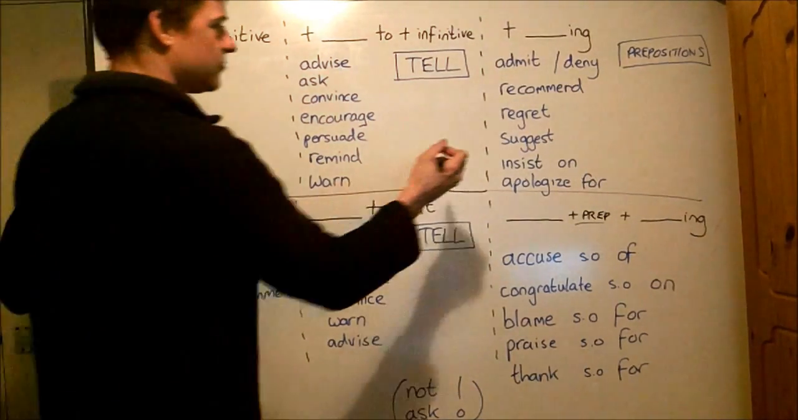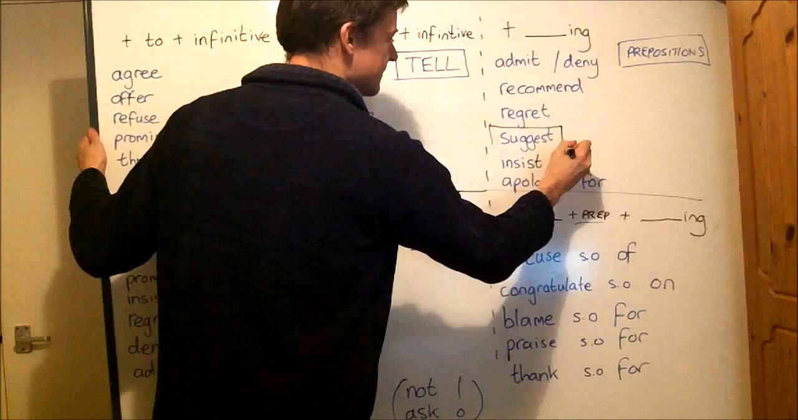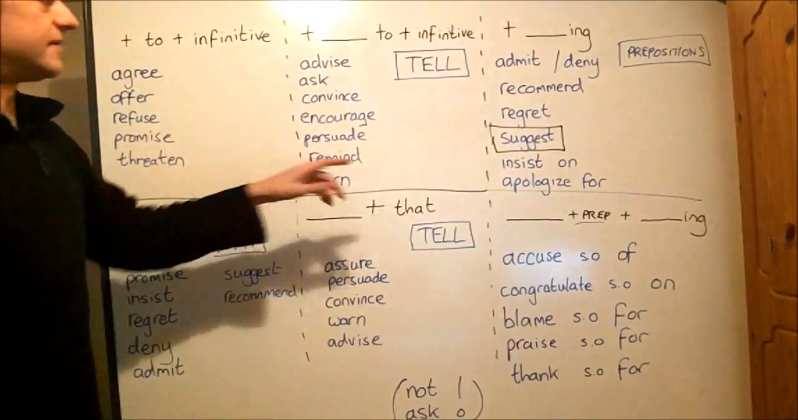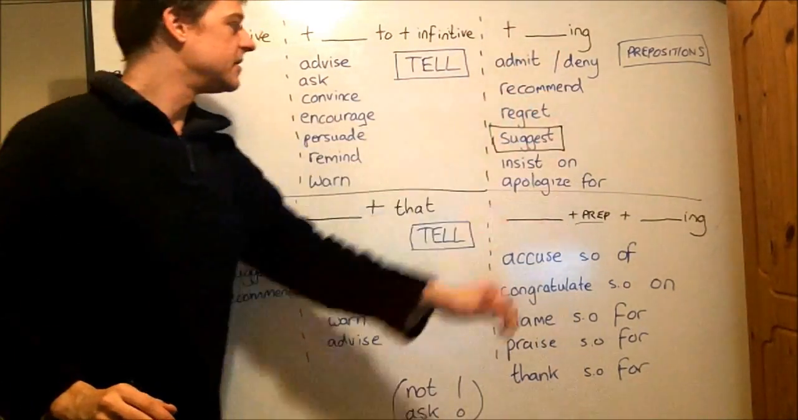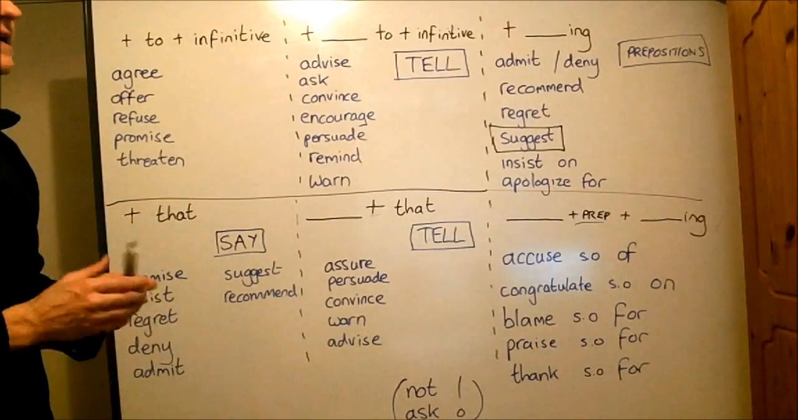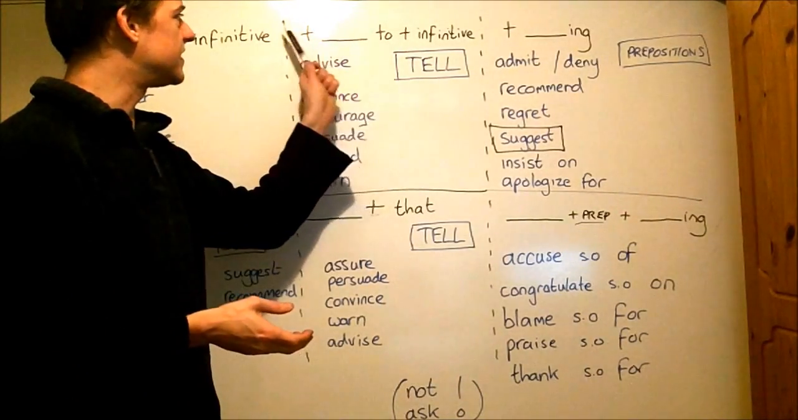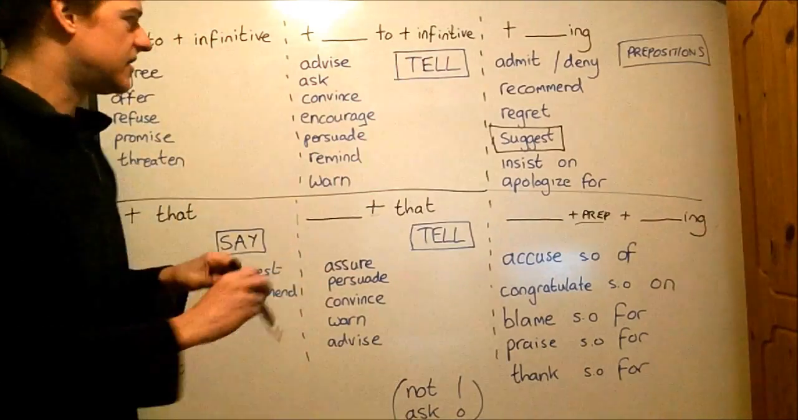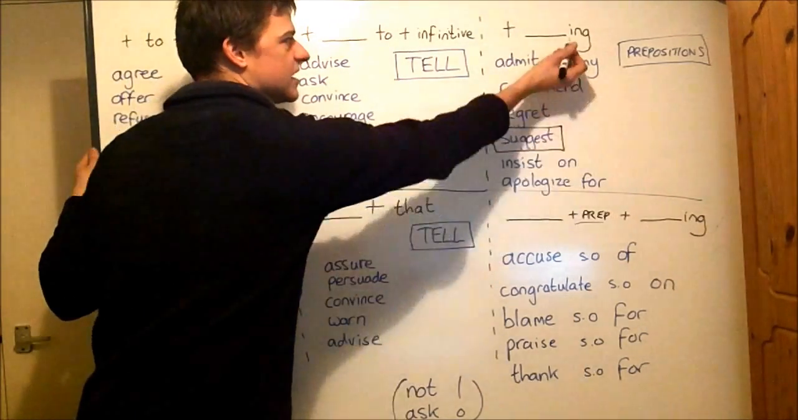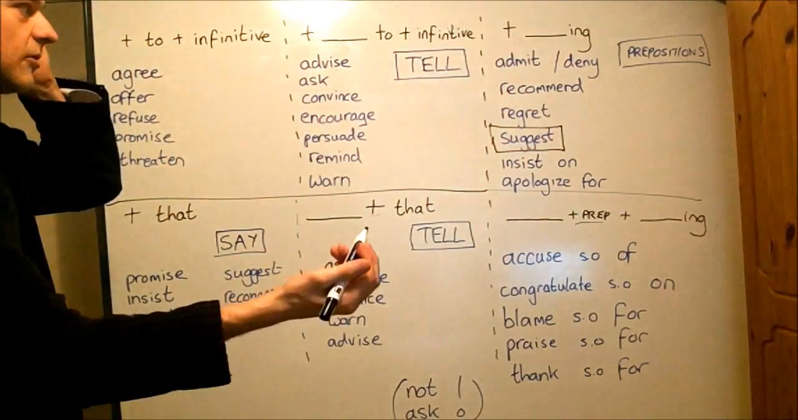Let's look at just one of these words, suggest. Very few students seem to understand that suggest is a gerund verb. So, usually people say, he suggested me to go to the shops. They think it's here, suggest. He suggested me to go. Suggest is not here. It's gerund. He suggested going to the shops.